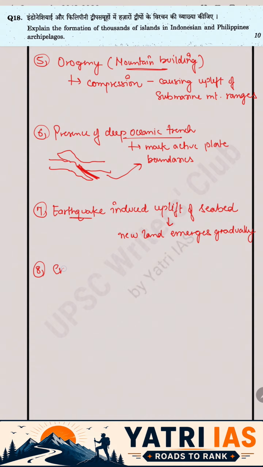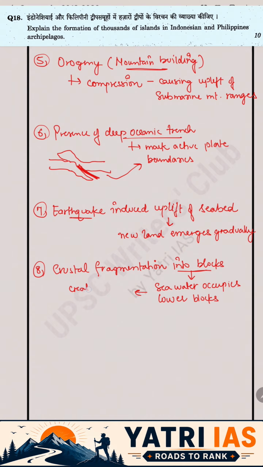Then you would also mention that crustal fragmentation is taking place into smaller blocks, and these blocks are occupied by sea water. Sea water occupies lower blocks, creating island chains. Then you would also mention that coral reef development is also one more reason. You could mention they expand island area.